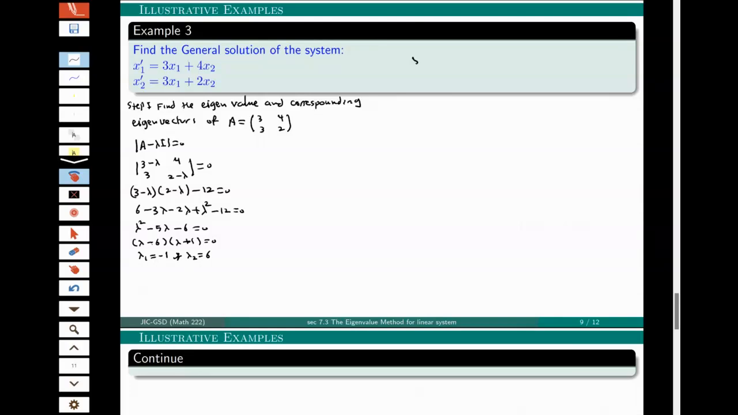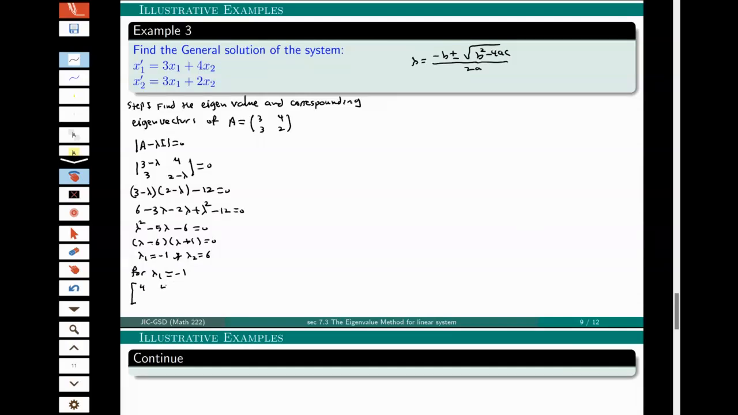By the way, if you are not good at factoring, you can say lambda is minus b plus or minus the root of b squared minus 4ac, divided by 2a. You can find it using the quadratic formula, but usually we give you something which is easy to factor. Now, we do for each one finding the eigenvector. So for lambda 1, which is minus 1, we start with our matrix.